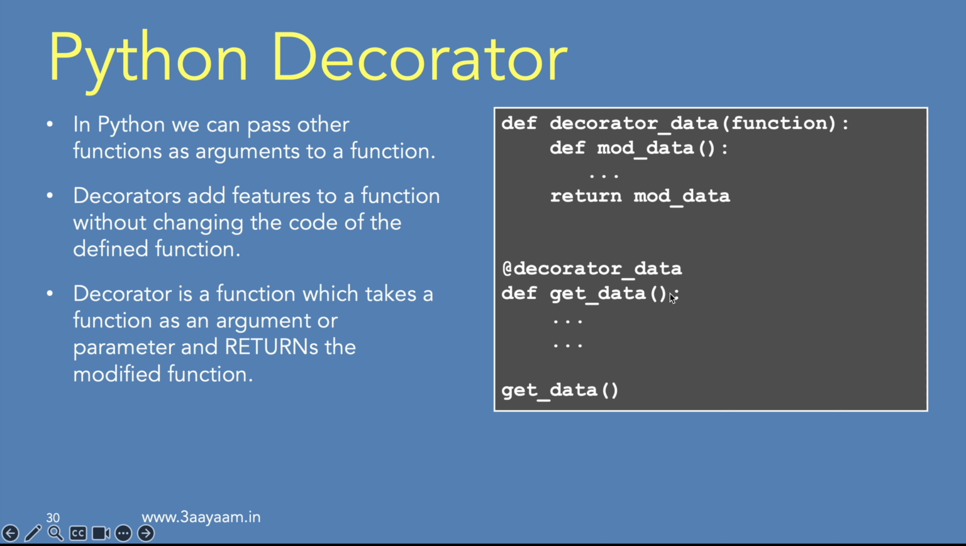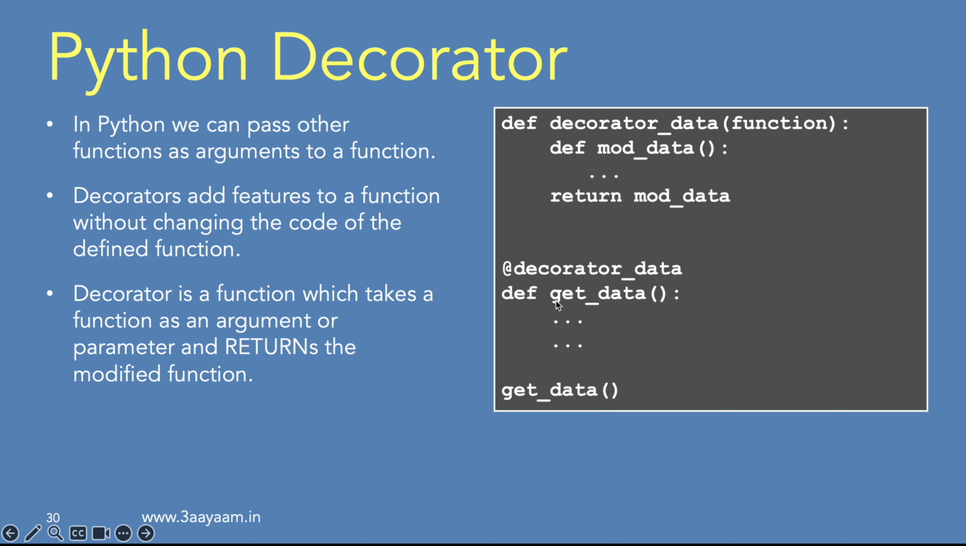To use this decorator, what we have to do is decorate this function with the decorator function. I mean, it might be confusing, but this is what @ does. It says @decorator_data, which is actually the function. And it means whenever we execute this function, get_data, the decorator_data function would be executed rather than get_data. And the get_data function would be passed into the decorator_data function. I hope it makes sense.